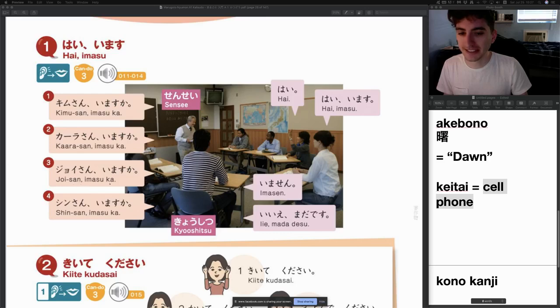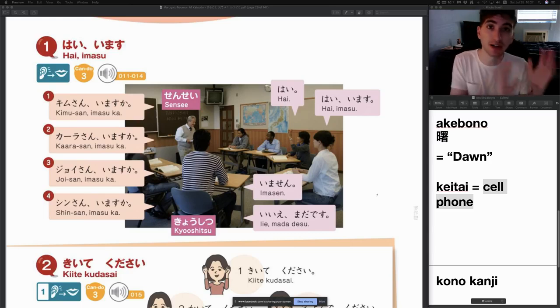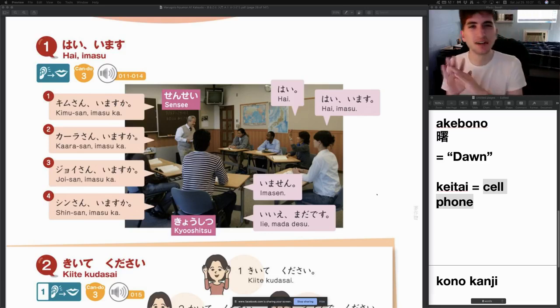Number 3. Joy-san, いますか? Another person named Joy. Is Joy-san here? And it looks like a classmate is answering for her. いません. This is the negative of います. います means I'm here. いません means not here. They are not existing here, literally. So I guess Joy did not show up to class.